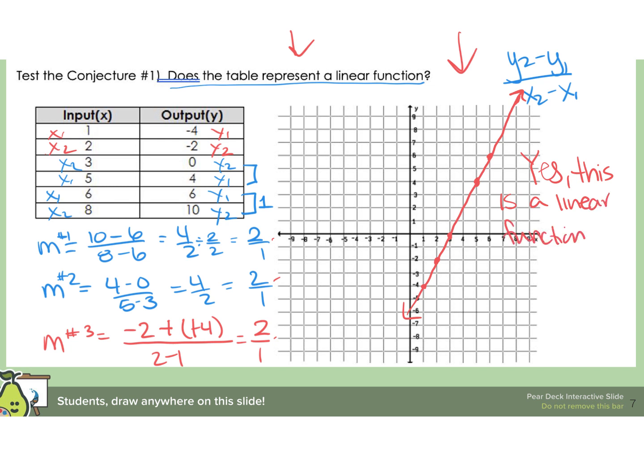Now, if you did the slope 3 times, you're going to put because the rate of change is constant. If you just chose to graph it, you would say because the graph is a straight line. So put the reason that represents how you chose to solve this one. Let's move on to test the conjecture 2.